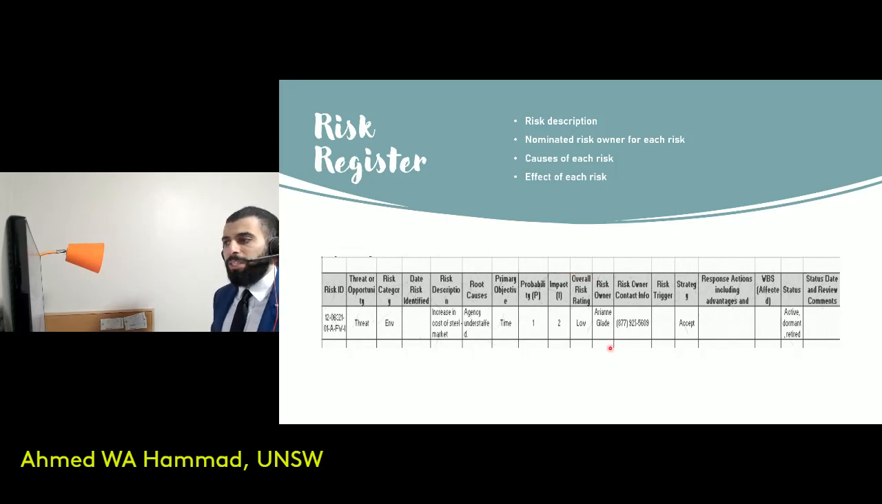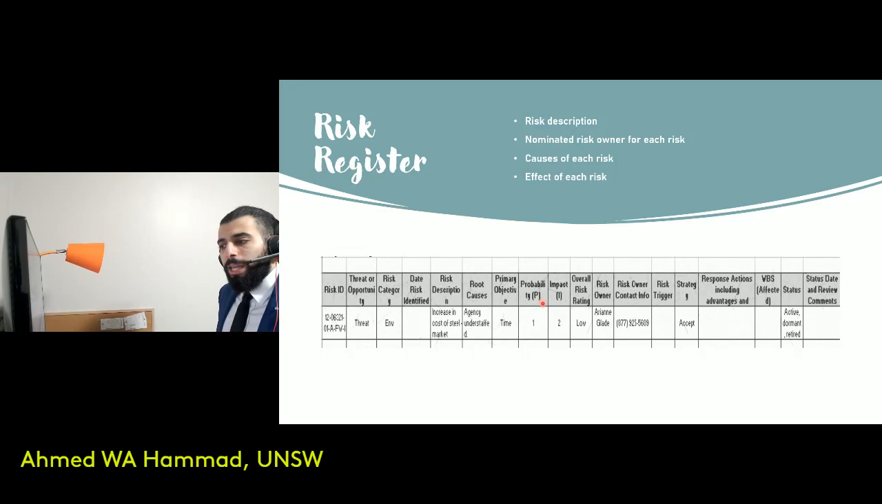The risk register basically identifies the risk, has a risk description, nominates a risk owner for each risk. The causes of each risk from the description would also be listed down, and the effect of each risk on your project objectives would also be described. In this case, we have a very detailed risk register, and you can see it's simply a table, and each column represents one given risk that's been identified based on the risk category and the threat, or whether the risk is an opportunity. So a risk can, of course, as we discussed, be a threat or an opportunity.